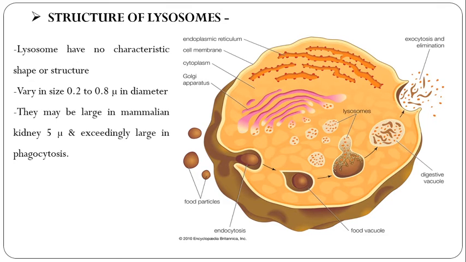Here, see the types of lysosomes. The next point is the type of enzyme. First of all, see this diagram. Here is the endoplasmic reticulum, and one complete cell with endoplasmic reticulum, cell membrane, cytoplasm, Golgi apparatus, and lysosomes. So there is evidence that lysosomes also originate from the Golgi complex.